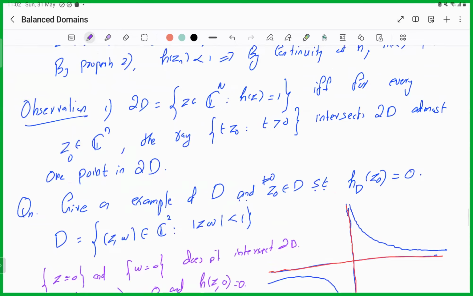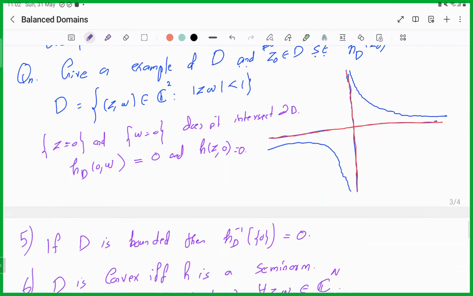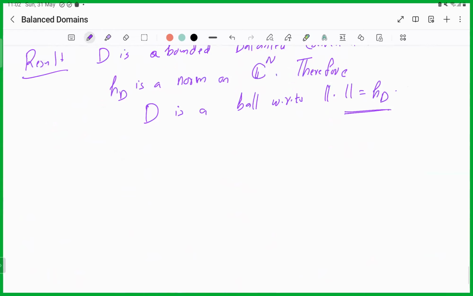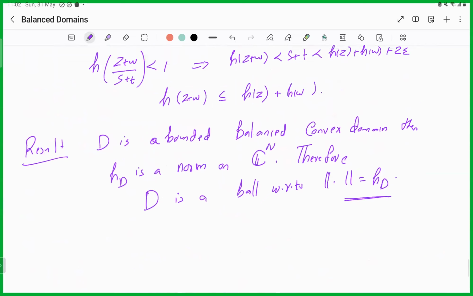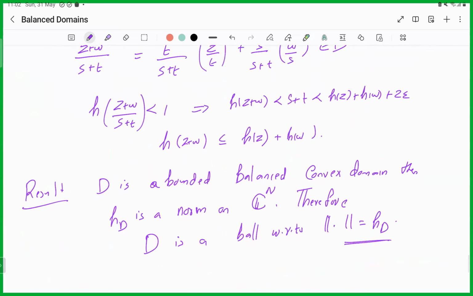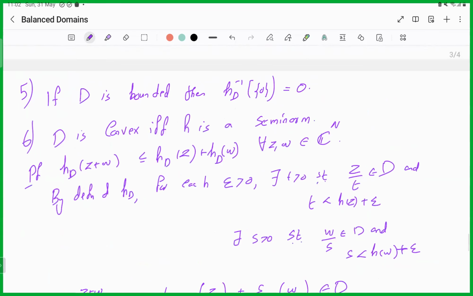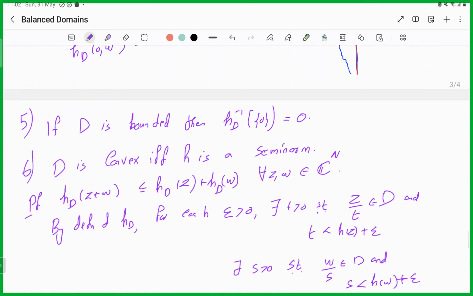If you have any question... Question: the last result you just wrote, you did not prove, I guess? Which one? This one, actually maybe proved, because by the last property we get if D is convex, it is a semi-norm. And then the fifth property, D is bounded, H_D of Z equal to 0 means Z equal to 0. With these two properties, 5 and 6, we get the result.